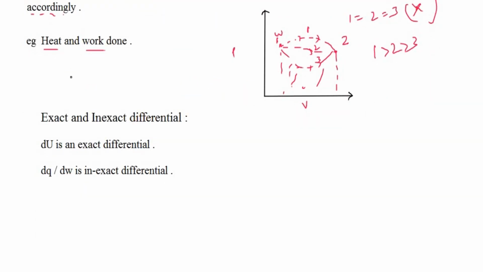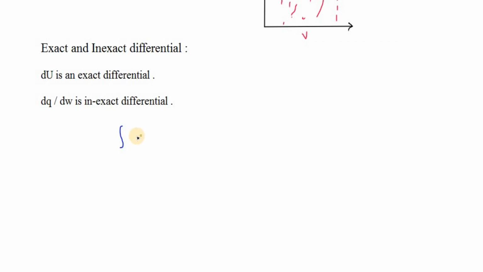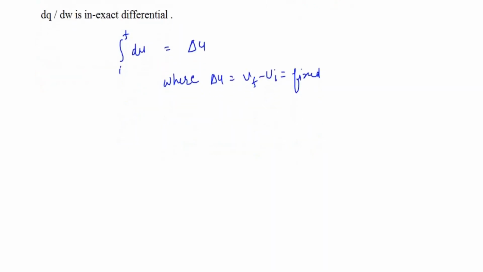Now let's look at what exact and inexact differentials are. If we want to integrate dU, which we know is a state function, going from initial to final, it comes out to be delta U, where delta U equals U final minus U initial. That has a fixed value.